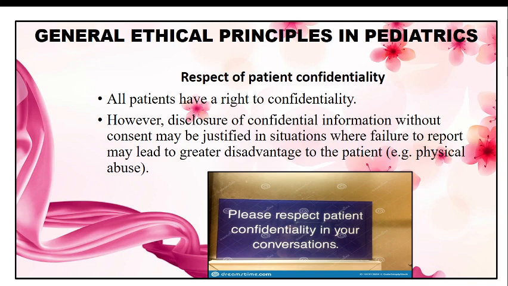Suppose you see that there are black marks on the child, and because you have a very good trusting relationship with the child, the child will tell you that somebody has beaten him, and because the child is very fearful, he will say, please don't tell anyone. But if physical abuse is not reported, then the child may suffer it again.